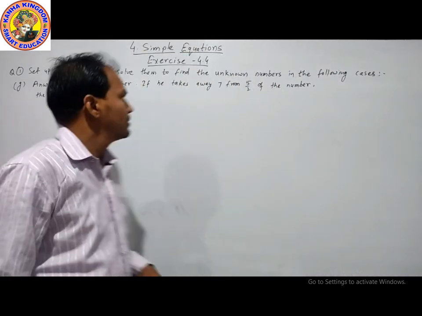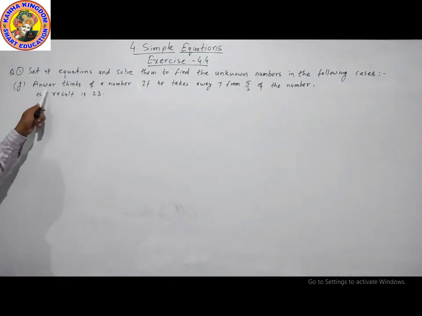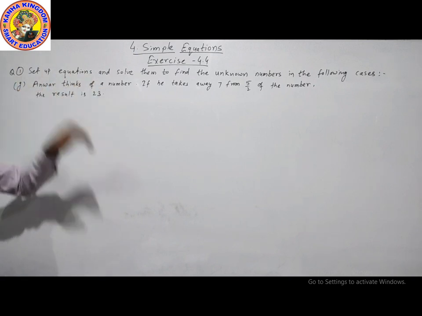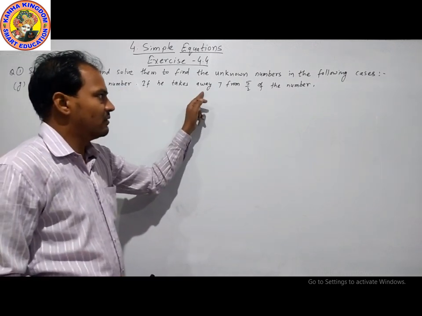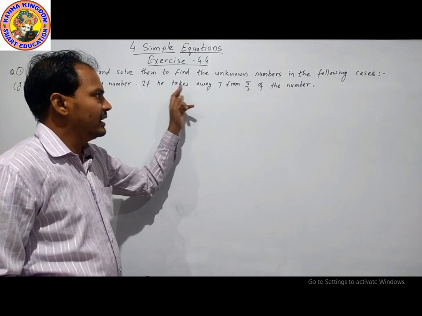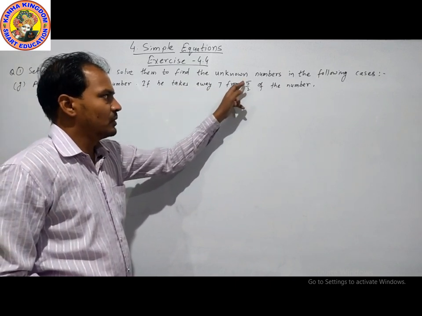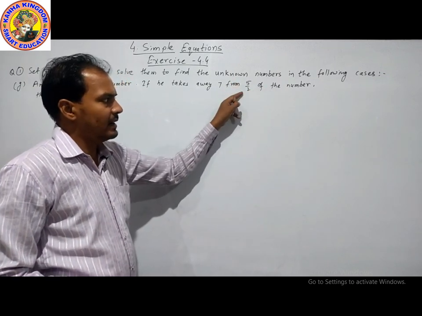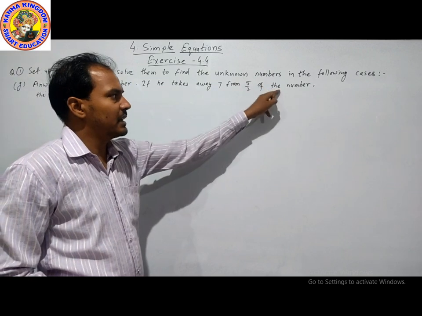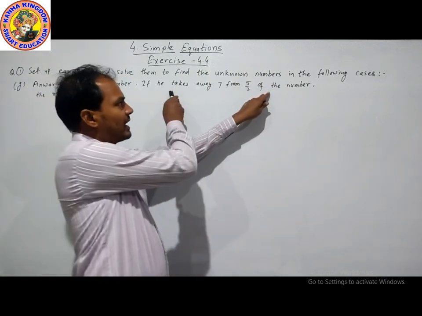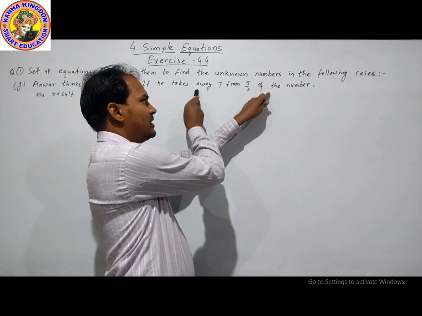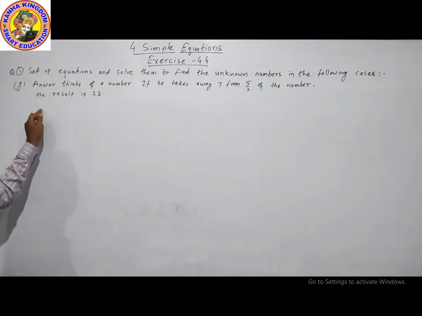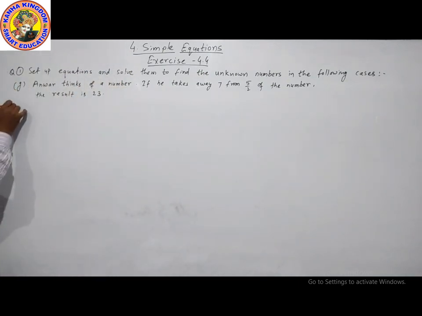Now our next part is part G. Anwar thinks of a number. First of all, the unknown number is x. If he takes away 7 from 5 by 2 of the number, 5 by 2 of means multiply, the number is x, 5 by 2 x. Take away means minus, 5 by 2 x minus 7. The result is 21.